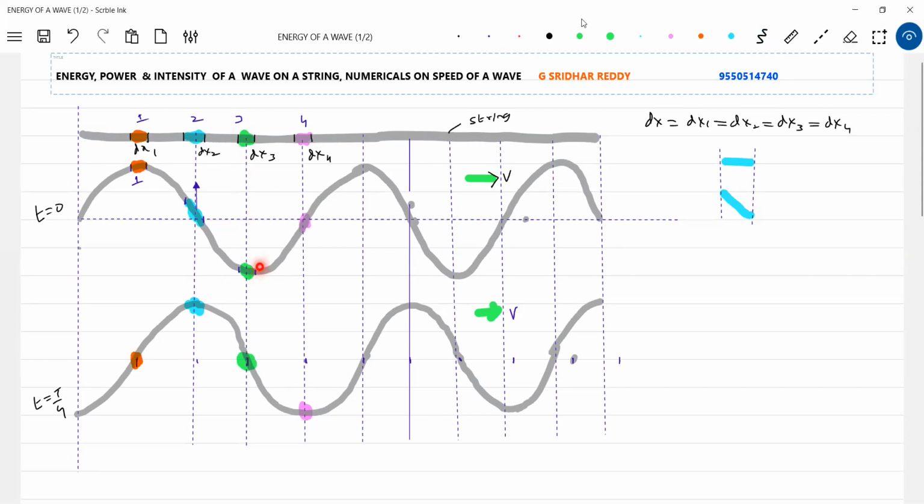Then what is the state? It will be at rest. Let's compare the pink colored element. So what do we expect? The length will be more when it is at mean position, and it will also have kinetic energy. In what direction will it be moving? It will be moving in the vertically downward direction.